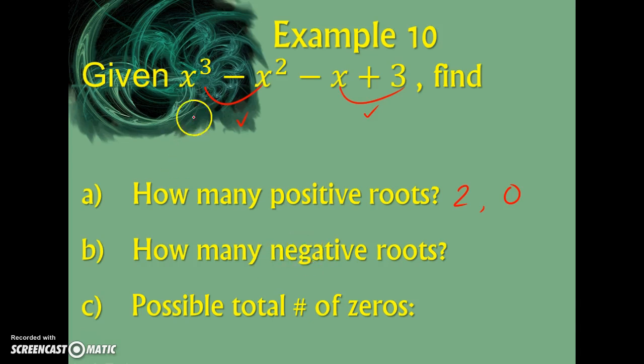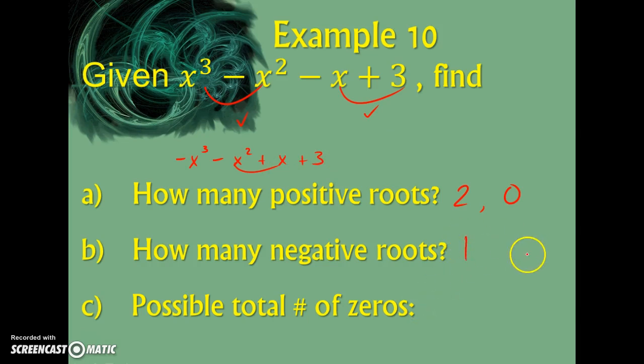For the negative roots, imagine that we plug in negative x in for all the x's. Negative x cubed would be negative x cubed. Negative x squared actually turns positive, so it keeps its sign. Negative x cancel each other out, so that makes plus x. And then plus 3 stays plus 3. No sign change there. 1 sign change, no sign change there. So we could have 1 negative root.